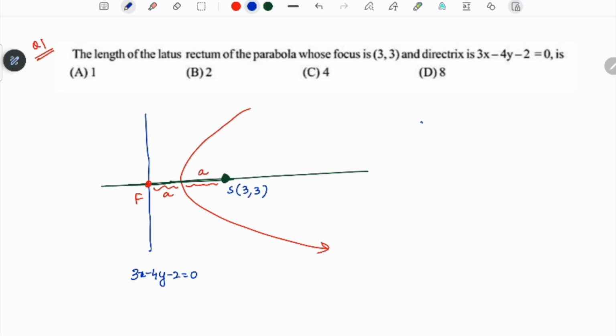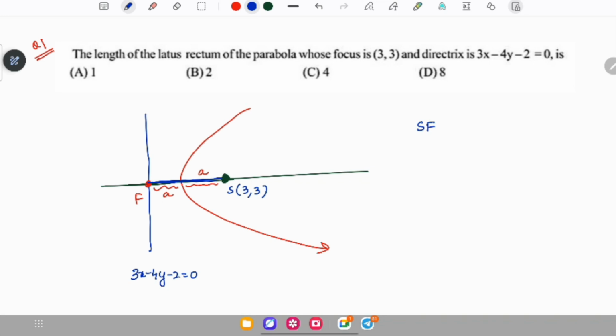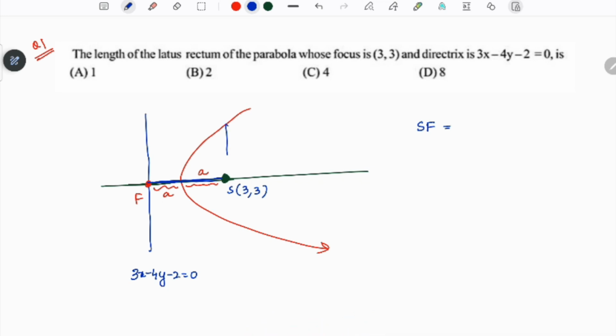I can always calculate the distance from S to F, right? What is the distance between the focus and the foot of the directrix? It is 2A, correct? This is 2A. So I can calculate the distance between a point and a line if the point and line are given. Let's calculate this distance, which will give me the 2A value. What is the latus rectum? This is another 2A, this is another 2A. The length of the latus rectum will be 4A. 4A would be our answer.